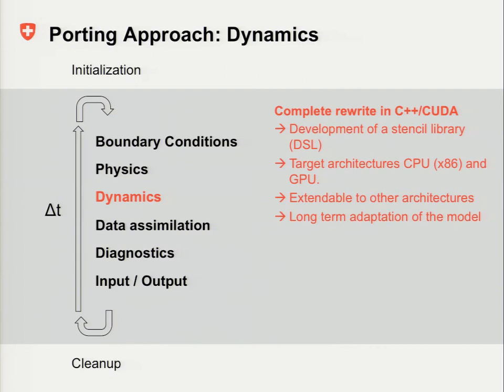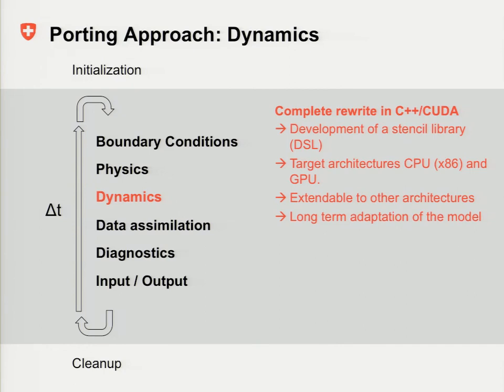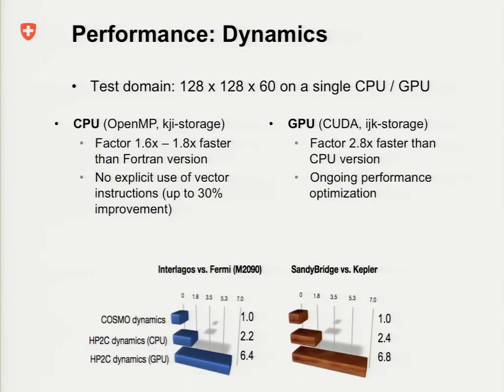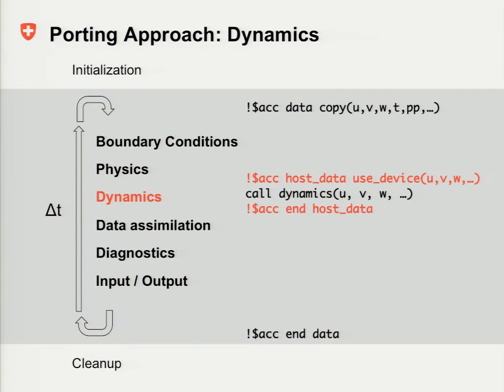So what do we do for the dynamics? Well, I told you here we have a complete rewrite using CUDA, and somehow we have to make this C++ CUDA talk to the Fortran part using OpenACC. The way this is done is there's a directive which can be used in OpenACC, called host data, use device, and that allows you to access the GPU pointer of a field.